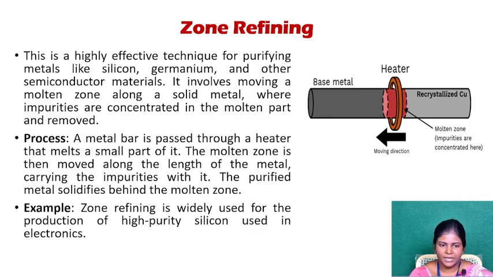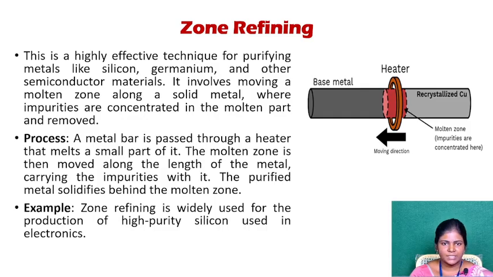Then zone refining. This is a highly effective technique for purifying metals like silicon, germanium and other semiconductor materials. It involves the moving of a molten zone along the solid metal. We take a metal and a molten zone moves along the solid metal, where the impurities are concentrated in the molten part, and after that they are removed. In that zone the impurities will get collected.